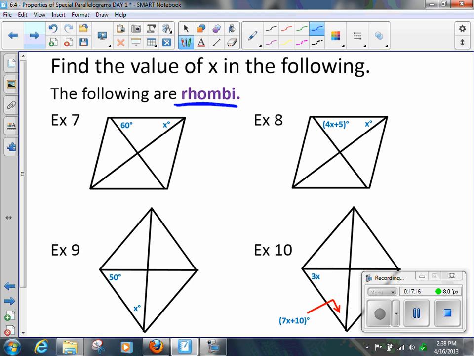Are we dealing with diagonal measures or angle measures? We're dealing with angle measures, okay? What do you know about the diagonals in a rhombus? They bisect each other. What else do they do? They're perpendicular. What's that mean? They cross at a 90-degree angle. What am I looking at now? That's a triangle. It's a right triangle. How am I going to find x?